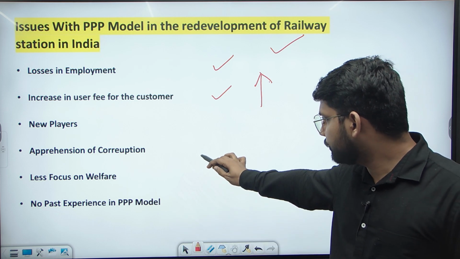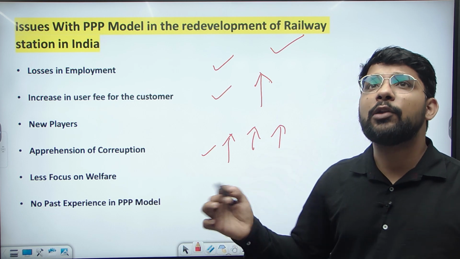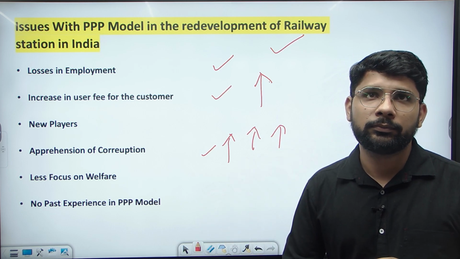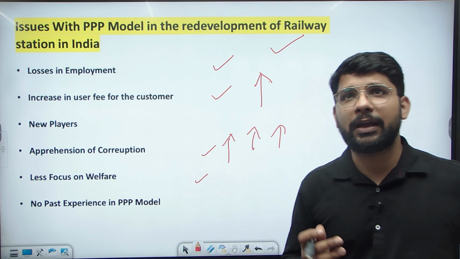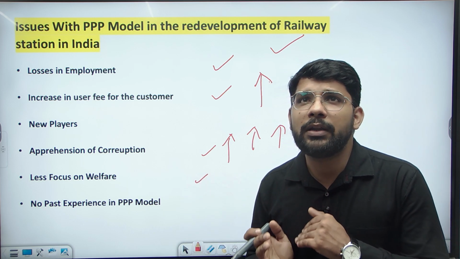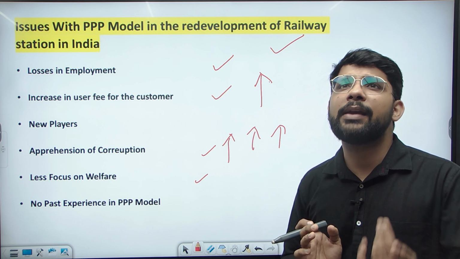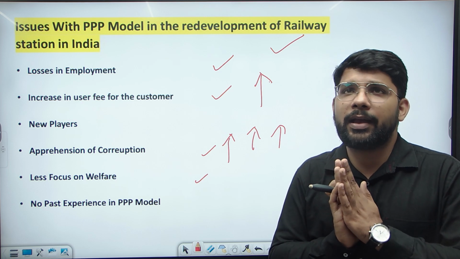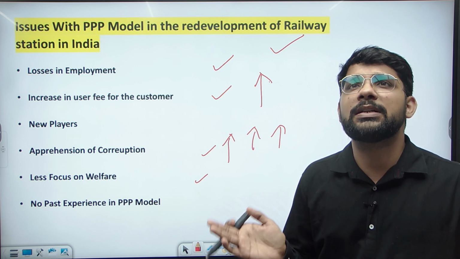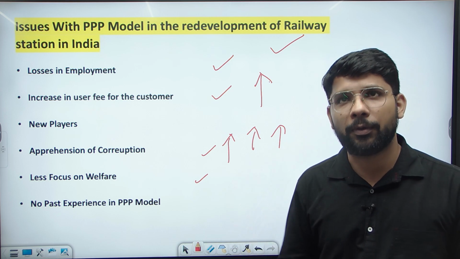Apprehension of corruption. There can be an increase in corruption when they are allotting the projects to any private player. Less focus on welfare, as private players focus only on their own benefits, and they will charge higher fees to passengers. I'm not saying they completely, 100% will not focus on welfare, but there will be less focus on welfare as compared to the government.